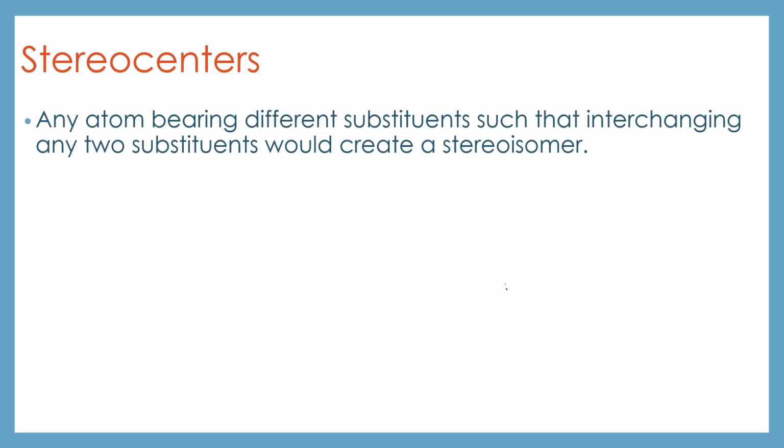Our next definition is stereocenters. A stereocenter is any atom bearing different substituents such that interchanging any two substituents would create a stereoisomer.